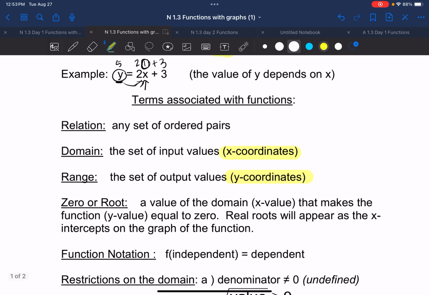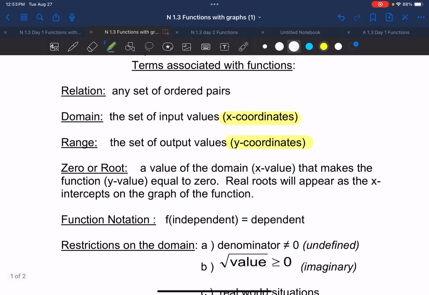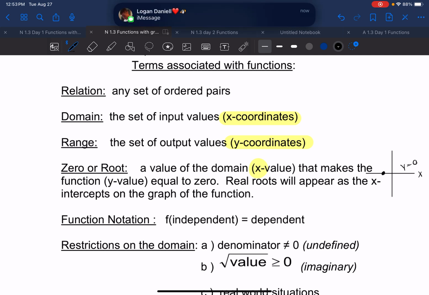They also remind us here that zeros or roots, also called x-intercepts or solutions, are a value of the domain, which again is our x's, that make the function y equal to 0. Well, y equals 0, if I were to see that on a coordinate plane, would be the x-axis, right? The x-axis is y equals 0. So if you have any point on that line, for example, a point right here, that would be an x-intercept or a zero or a root.